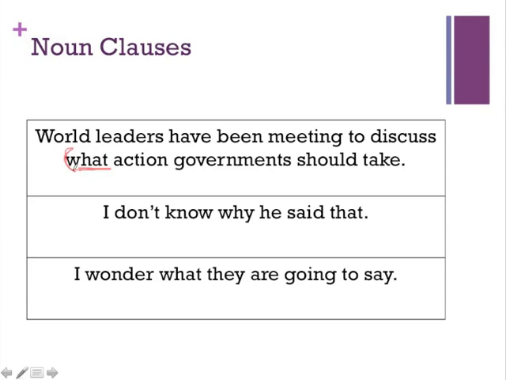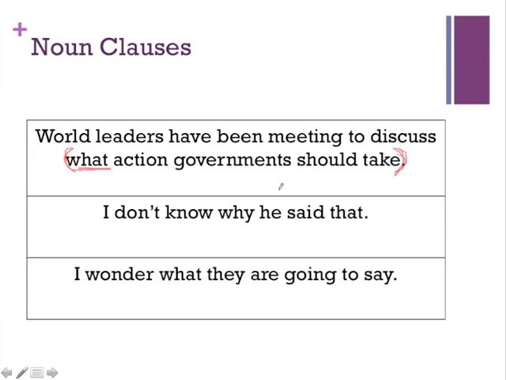Now the question is, where does it end? Well, once again, the question is to think about what is its function in the sentence. Well, world leaders have been meeting to discuss something. And that something is what action governments should take. So in this case, this would be the end of the idea.